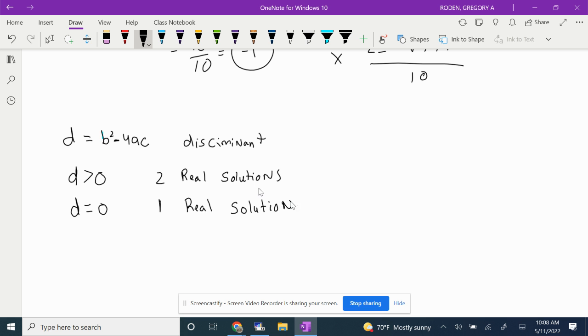Now, sometimes you get D is less than 0. Think about what's happening there. You're taking the square root of a negative number. In an Algebra 1 class, you would just say no real solutions. But since you guys are going into high school, you're going to have 2 imaginary solutions. Your high school teacher is going to talk about imaginary numbers. So in Algebra 1, you just stop there and say no real solutions.